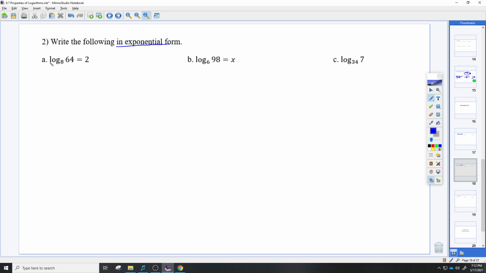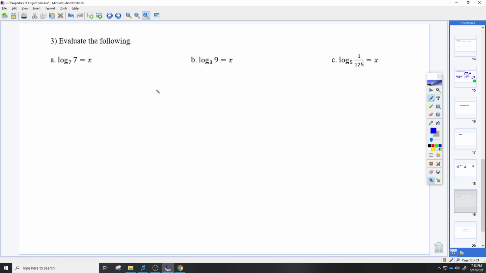Write the following in exponential form. How we do this, we get rid of logs and we do the circle thing. So this would be 8 squared equals 64. And that is a true statement. B, you would do it again. It would be 6 to the x equals 98. You're not solving for x. It just says to write in exponential form. And the last one, oh, you don't have anything here. Should be equals to x. Then you can draw in the circle and do that yourself.